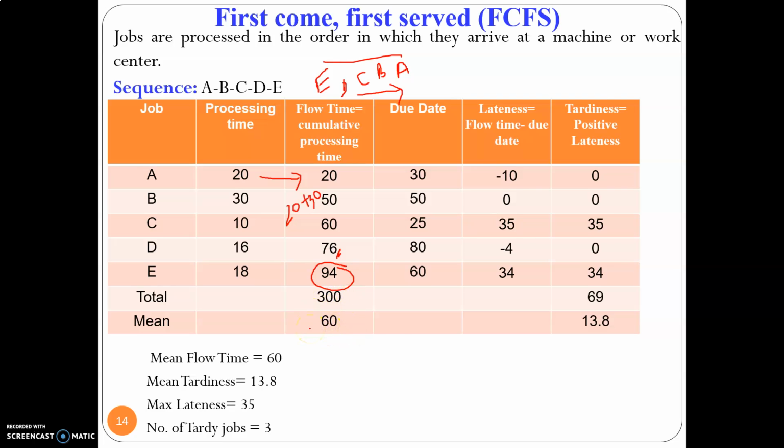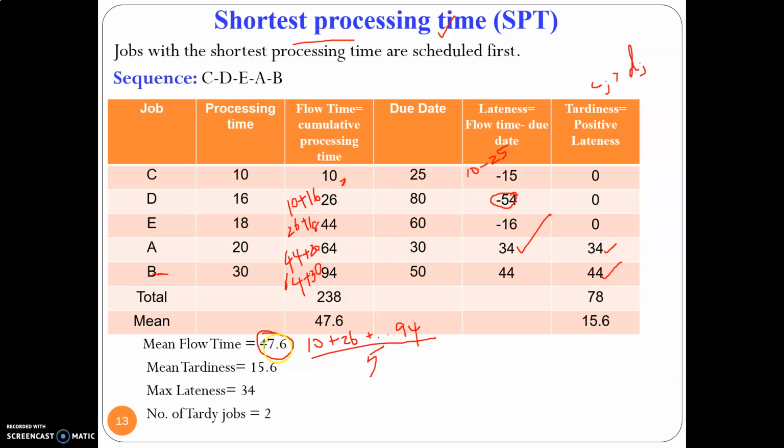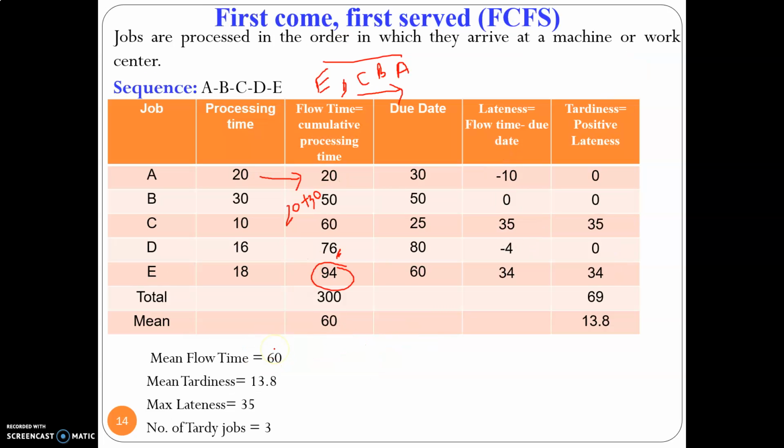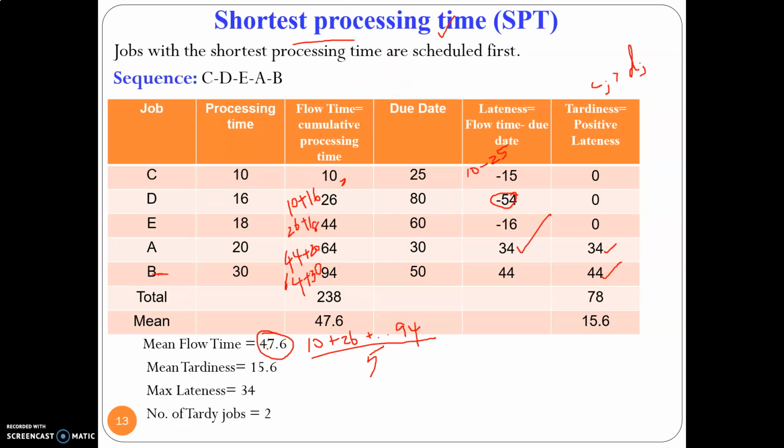So if you compare this rule and the previous rule, you can see that the mean flow time is higher in first come first serve. SPT focuses on minimizing this particular performance measure. In case of the SPT rule, your mean flow time will always be reduced.